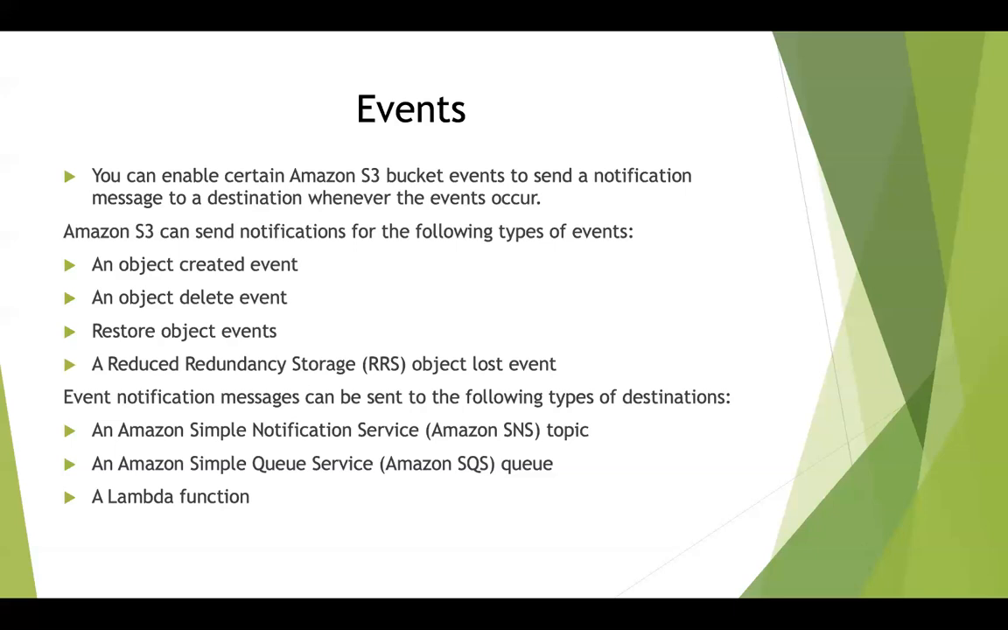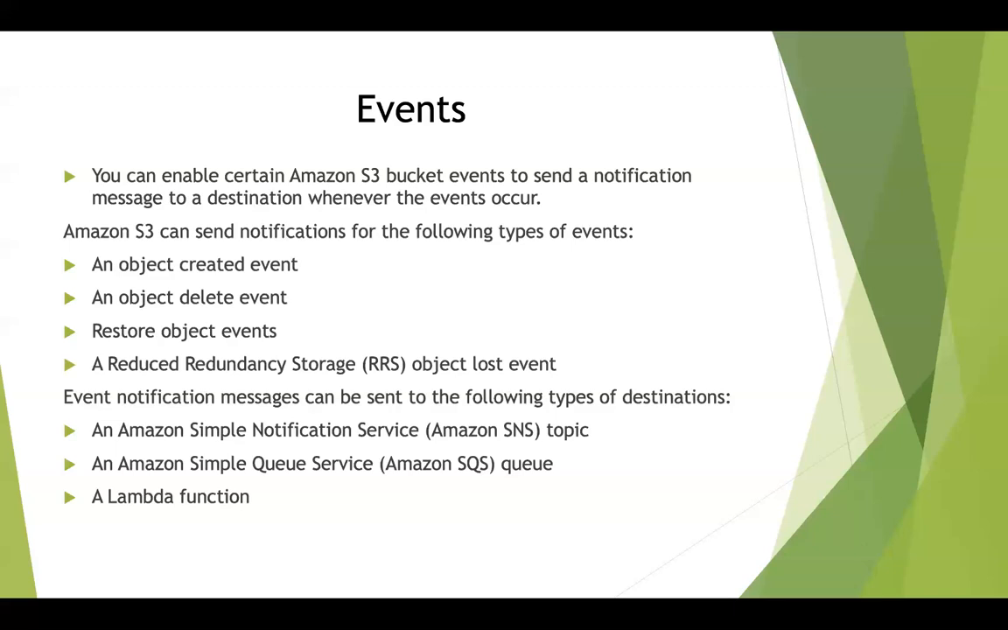So then what are the destinations that you can trigger these events to? One is you can get a notification using the Simple Notification Service of Amazon. You can trigger this event's message to go to an SQS queue. And finally, you can also trigger a Lambda function. Okay. So these are three different destinations that S3 events right now supports.